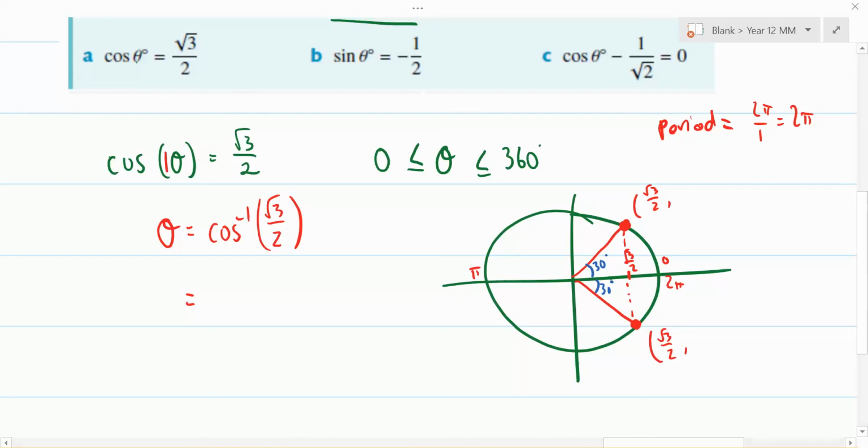Let's start at 0 degrees and work through the unit circle. I go around the circle, I keep moving, and I hit my first solution. How did I hit my first solution? I went from 0, added another 30 degrees, and got to my first solution. So that's what I'm going to write down: 0 plus 30 degrees. That will give me my first solution, because I know at 30 degrees, I will get x equal to root 3 on 2.